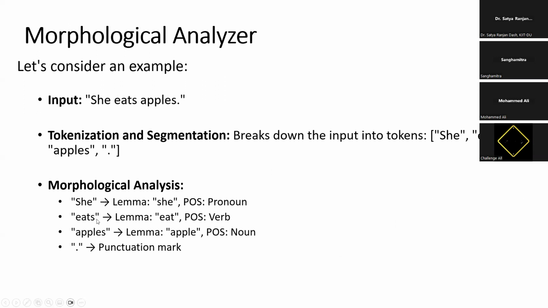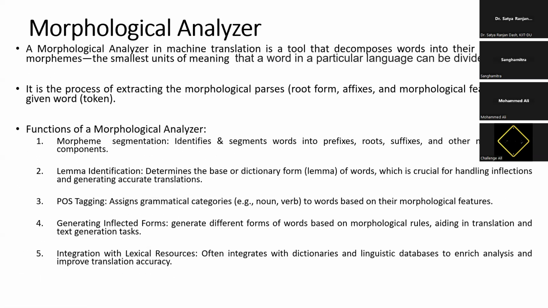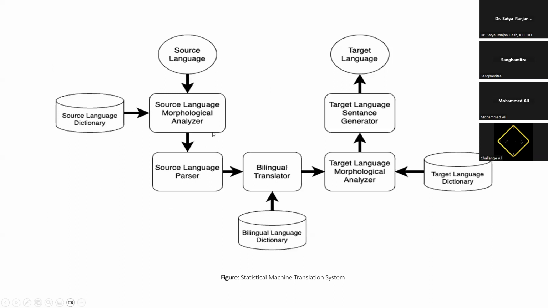Similarly, for the next word eats, that is the next token, initially the tokenization will be done, that is the sentence will be broken into tokens. So this particular sentence has 3 tokens, she, eats and apples. For the token eats, the lemma will be eat, and the part of speech is verb. Similarly, for the token apples, the lemma will be apple, and the part of speech will be noun. And finally, the full stop, that is the punctuation mark. The next, in the architecture that you see, this output, that means the lemma and all these things, will be passed to the source language parser.